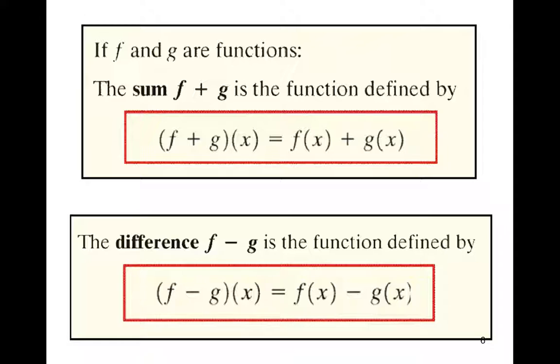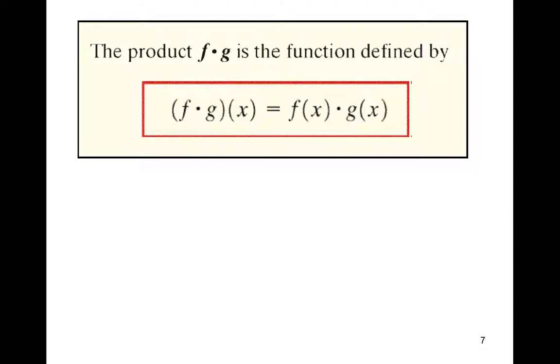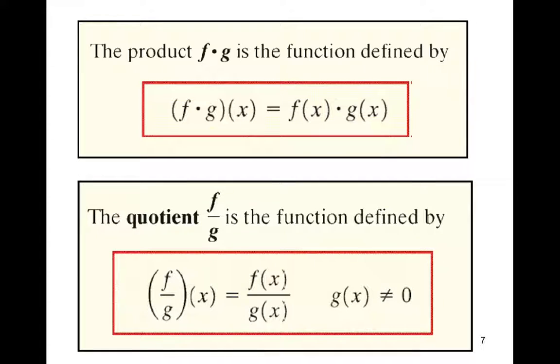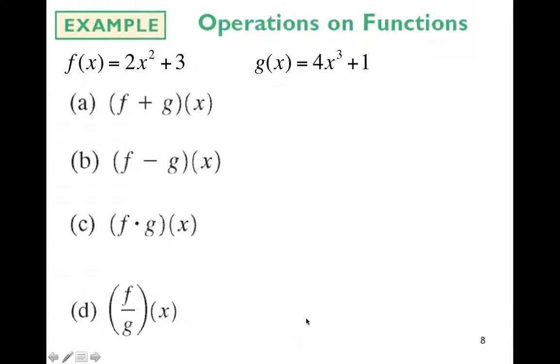Same thing for subtraction. The difference, f minus g of x, is equal to f of x minus g of x separately. Product, same thing. And quotient, so dividing, same thing. Remember here that your g of x cannot be equal to 0 because it's in the denominator of your fraction. Okay, so let's see how these work out.